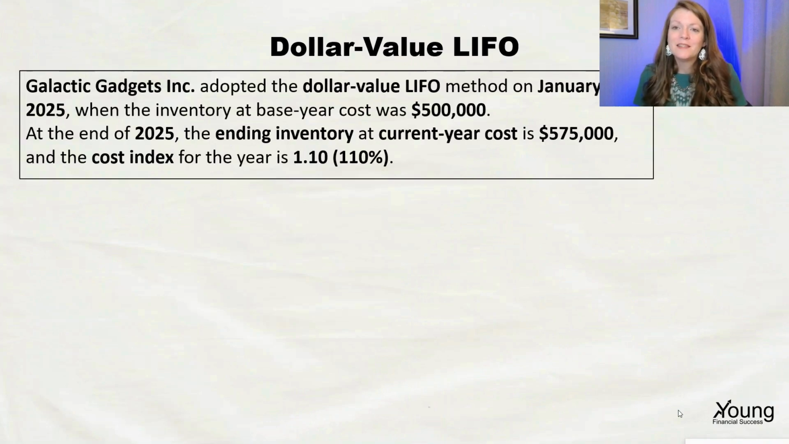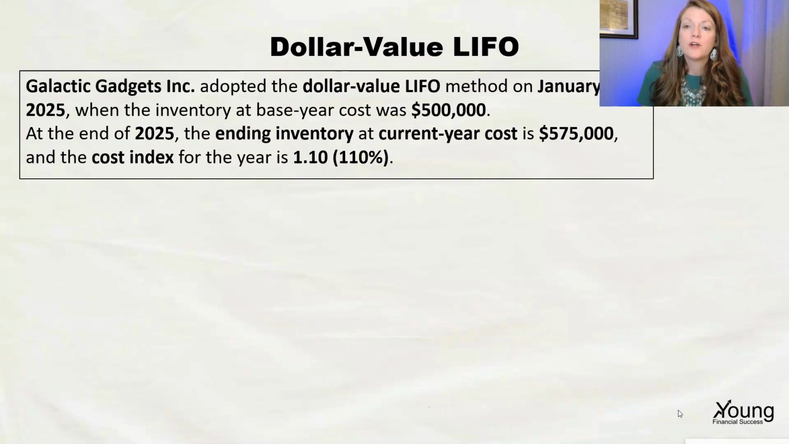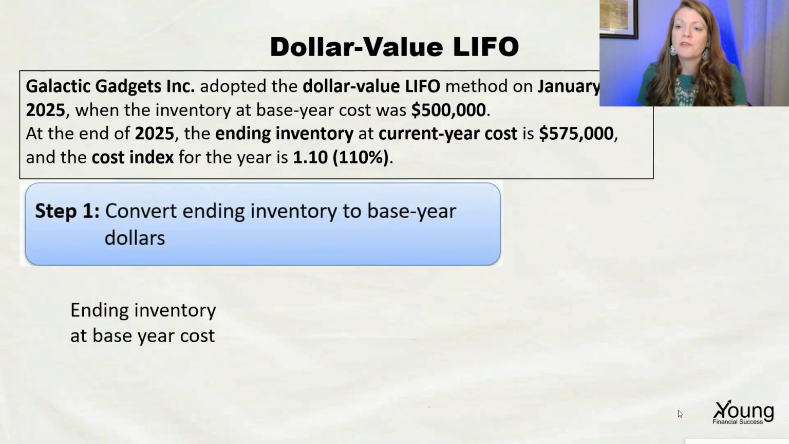So we're going to jump into an example so that we can see what we're actually talking about and how to apply this to Galactic Gadgets. So they adopted the dollar value LIFO method January 1st, 2025. The inventory at base year cost was $500,000. So that's our base amount, $500,000. At the end of 2025, the ending inventory at the current year cost was $575,000. And the cost index for the year was 1.10, so 110%. So in other words, it went up 10% for inflation.